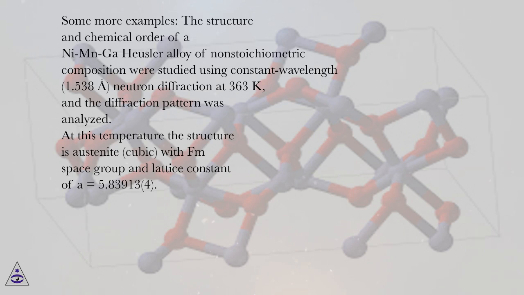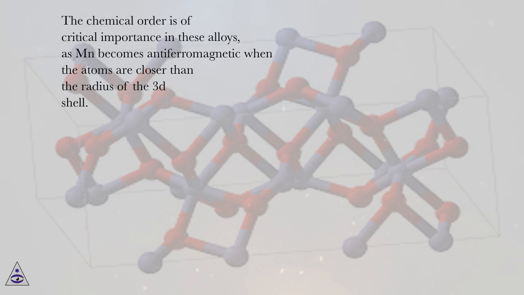Some more examples: the structure and chemical order of a Ni-Mn-Ga Heusler alloy of nonstoichiometric composition were studied using constant wavelength, 1.538 Å, neutron diffraction at 363 K, and the diffraction pattern was analyzed. At this temperature the structure is austenite, cubic, with Fm-3m space group and a lattice constant of a equals 5.839134 Å. The chemical order is of critical importance in these alloys, as Mn becomes antiferromagnetic when the atoms are closer than the radius of the 3d shell.